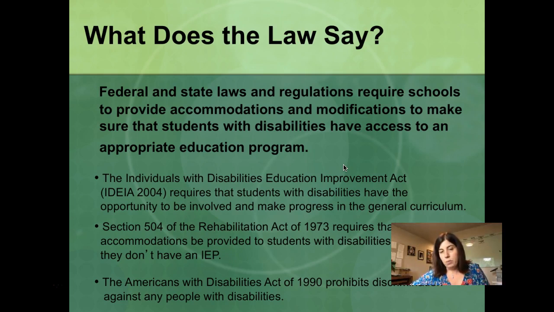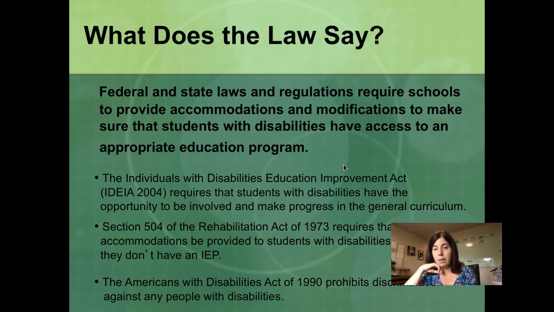So there's three main laws. The Individuals with Disabilities Education Act, IDEA, or sometimes we call it IDEIA. The most recent amendment to that was in 2004. Section 504, and then the Americans with Disabilities Act. So the two laws that relate to accommodations and modifications are mostly going to be those first two.